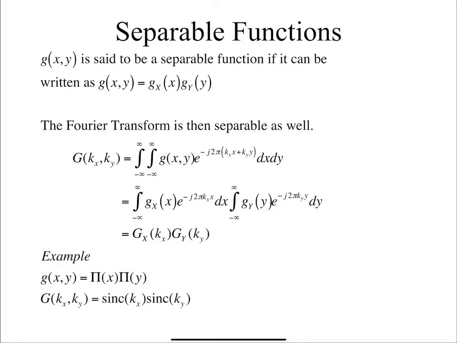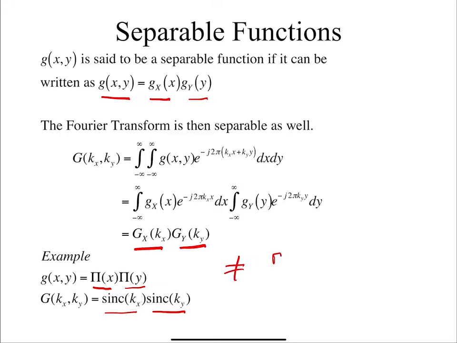Okay, so let's talk about a few more properties. One super useful thing is separable functions. If g of x, y can be written as a function of x times a function of y, then it turns out that the Fourier transform is easy to do. It's just the Fourier transform of the x part and the Fourier transform of the y part. Okay, so that's really useful. So for example, if I have rect of x times rect of y, the answer is just sinc of kx, sinc of ky. Okay. Now do not make the mistake.